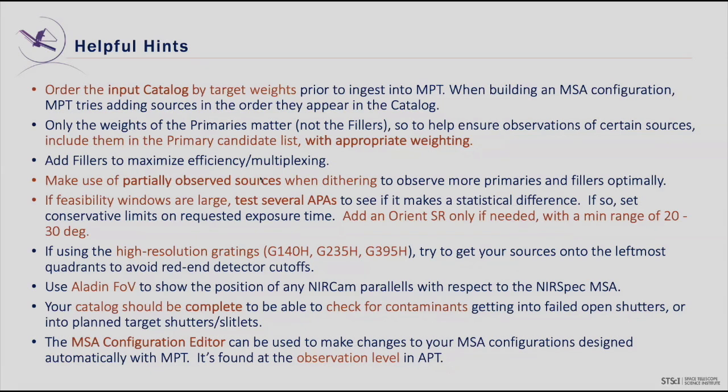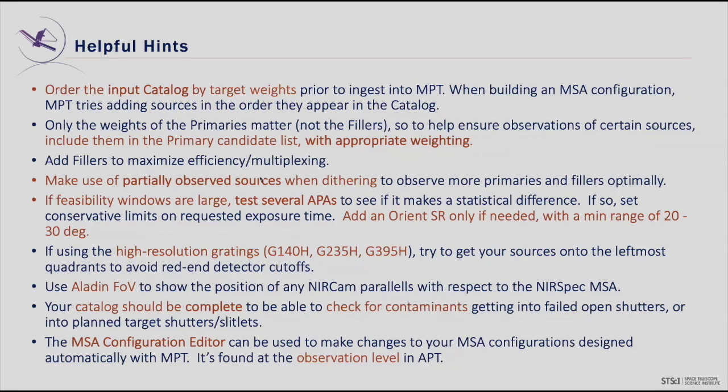If the feasibility windows for your source are large, you will want to test several aperture position angles, because most likely, the STScI assignment of your angle may not be one that you exactly planned for. So you should test many. And only if you really need to should you add an orient special requirement. And that special requirement should have a minimum range of 20 or 30 degrees in order to allow for some flexibility of planning your program on the long-range plan.